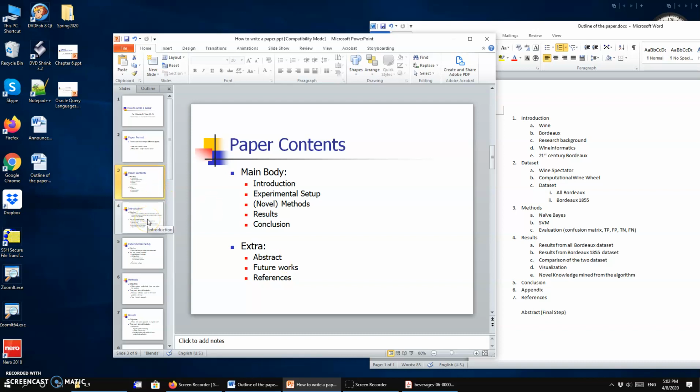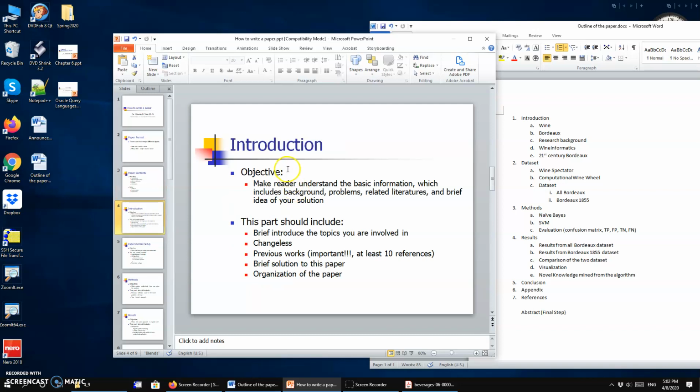So, starting with the introduction. The introduction is to make readers understand the basic information, which includes the background, the problems that you want to tackle, and related literature. So this is where you will have quite a few references in the introduction.